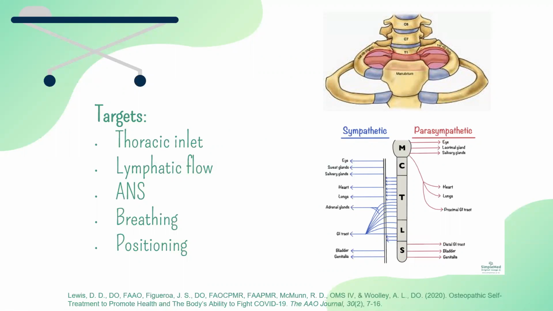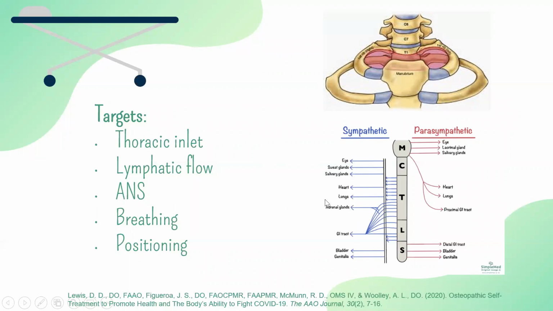And the important structures passing through the thoracic inlet include the trachea, esophagus, thoracic duct, nerves such as the phrenic nerve, which innervates the diaphragm, the vagus nerve, and the recurrent laryngeal nerve that innervates the larynx. Also, the lymphatic vessels, arteries and veins also pass through the thoracic inlet. And the next target is the lymphatics, and then it is the autonomic nervous system.